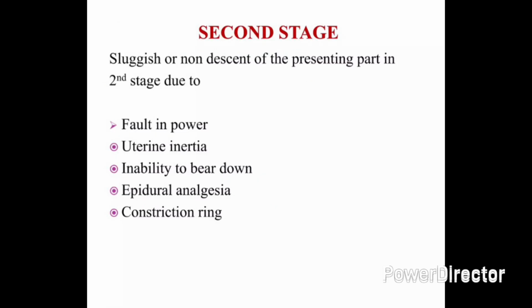Coming to the second stage, causes of prolonged labor. These are also divided into three types: fault in power, fault in passage, and fault in passenger. Sluggish or non-descent of the presenting part in the second stage is due, first, to fault in power, because of uterine inertia and inability to bear down. We already discussed epidural analgesia and constriction ring.